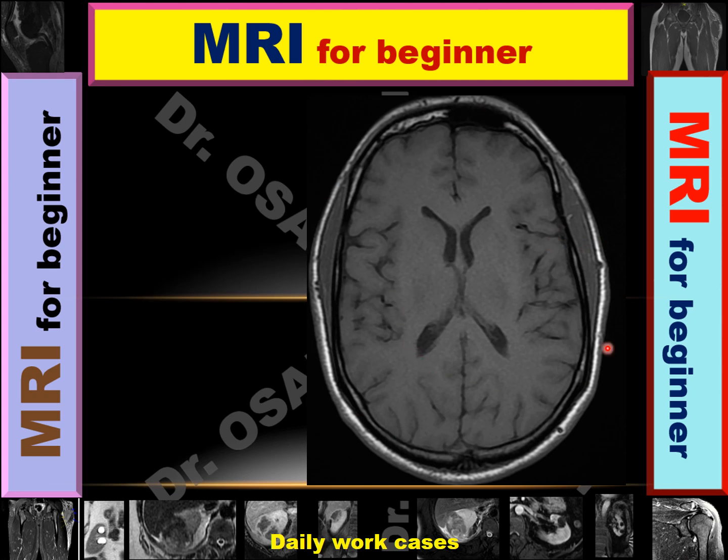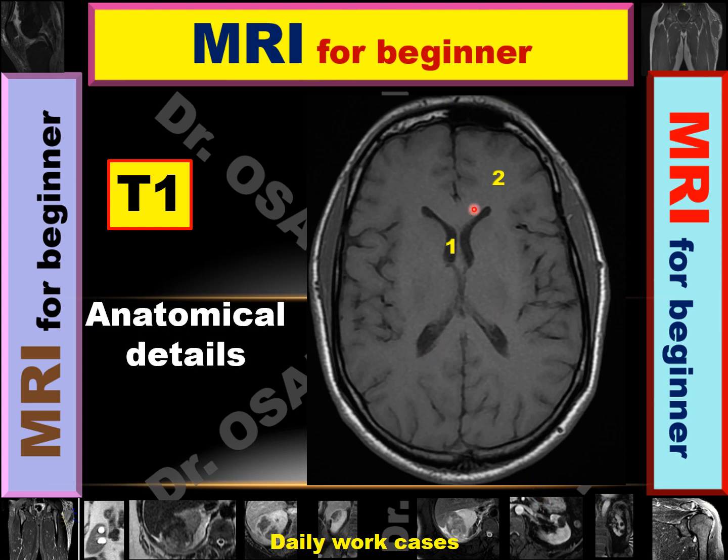Again, challenge image. CSF is dark, so you suspect one from three. Look at white matter. If white matter is brighter than gray matter, then you finished your diagnosis. This one is an axial T1 weighted image. Also, subcutaneous fat appeared bright. In the T1, we can detect the anatomical details clearly in this sequence.